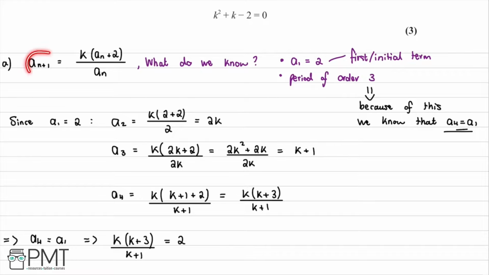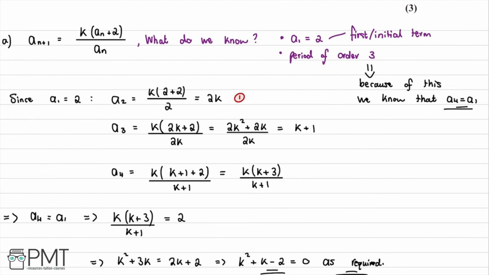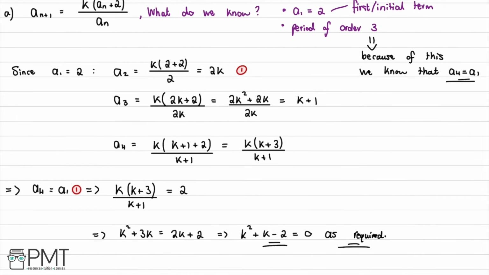This is a formula for a of n. And we get 1 mark for using this once with a1 equal to 2. So this is when we got to this stage here. So we've used our formula once with a1 equal to 2. We then receive our second mark for setting a4 equal to a1. So that's when we stated it just here. And then we receive our third and final mark for concluding with the correct answer, which the question asks us to show.